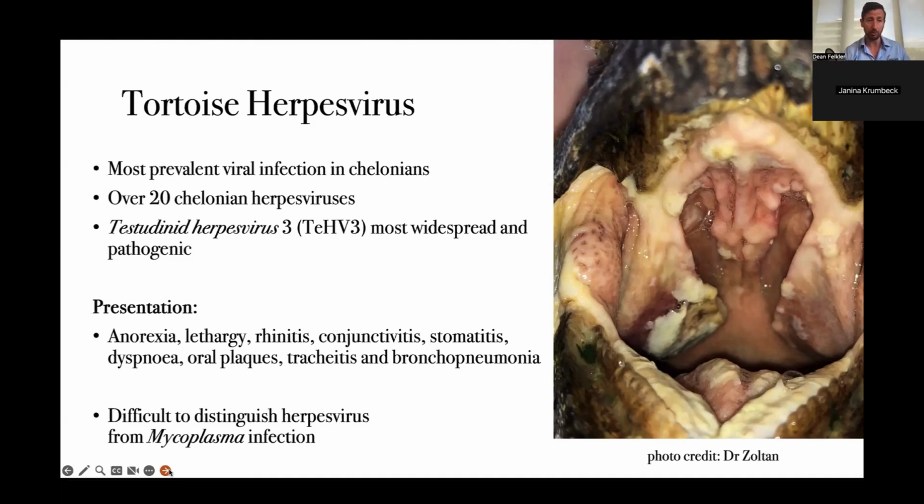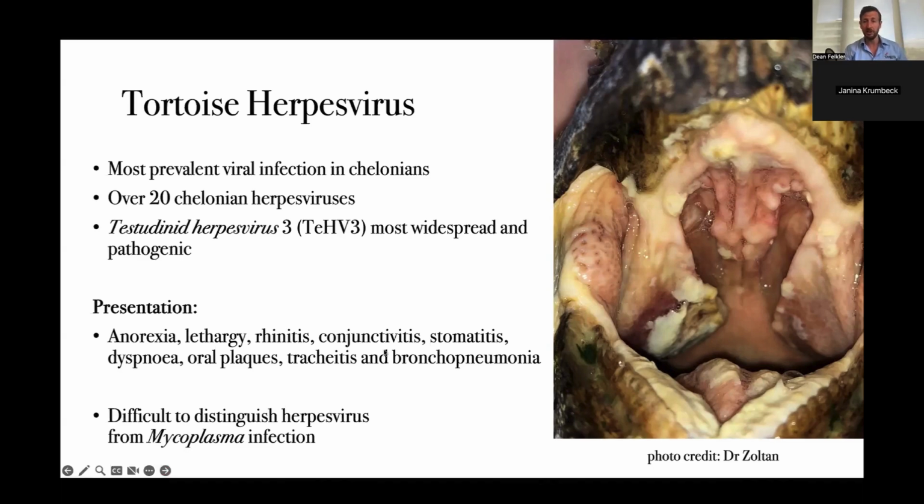But the most important one that we think about is Testudinid herpes virus 3, which is the most widespread and pathogenic virus in tortoises. And they do present with quite non-specific clinical signs as well as more specific. So you see the anorexia, lethargy, and then start seeing rhinitis, conjunctivitis, stomatitis. And you can see these disgusting oral plaques here. Very, very caseous, affects the whole oral cavity, and you can see it affects the tongue as well. When you're sampling, I'll tend to target these areas as well.